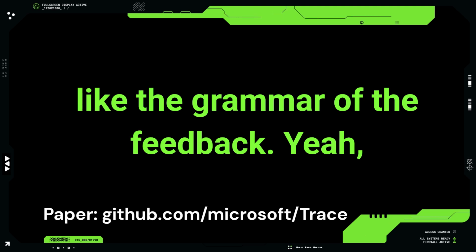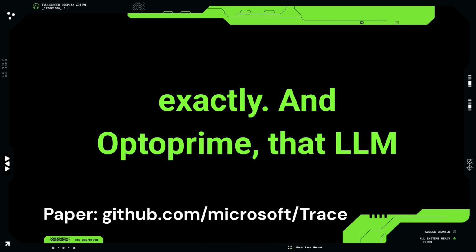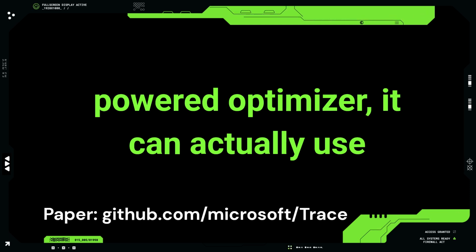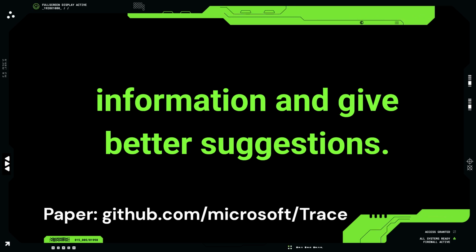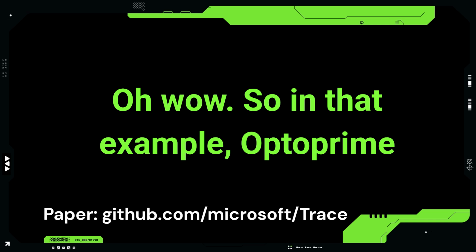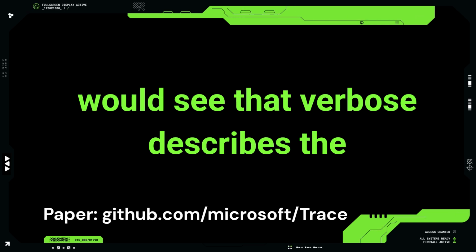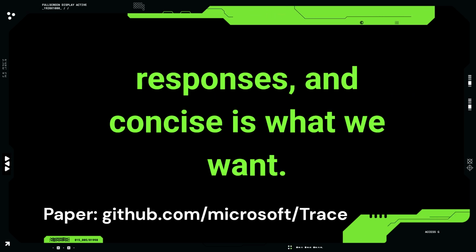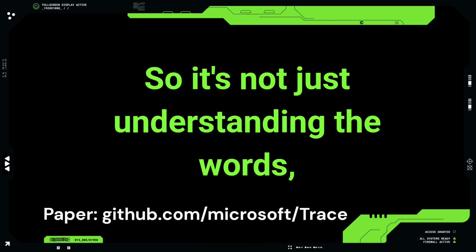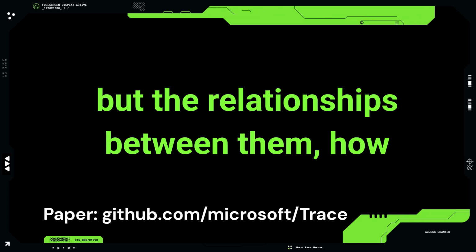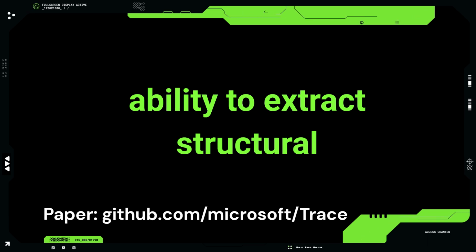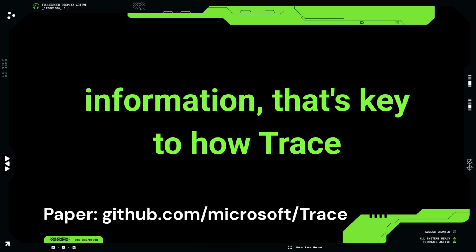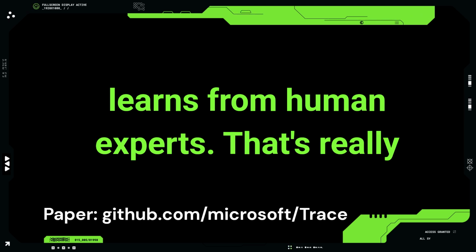Ah, so it's like the grammar of the feedback. Yeah, exactly. And Optoprime, that LLM-powered optimizer, it can actually use that grammatical structure to extract information and give better suggestions. Oh, wow. So in that example, Optoprime would see that verbose describes the responses, and concise is what we want. So it's not just understanding the words, but the relationships between them, how they convey meaning? Exactly. Right. And this ability to extract structural information, that's key to how Trace learns from human experts.